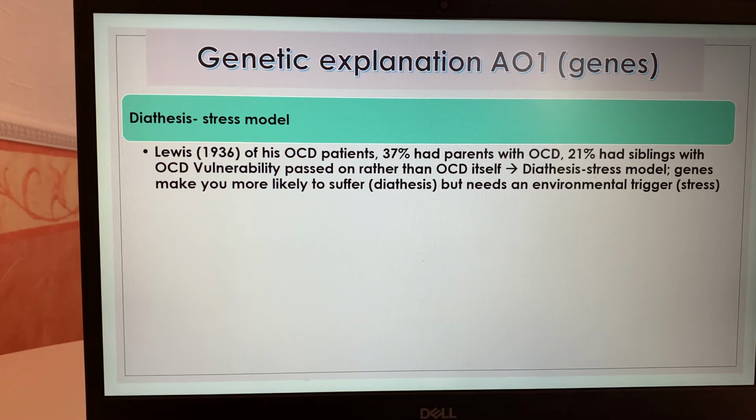So quite an old bit of research from 1936 from Lewis. 37% of OCD patients had parents with OCD, 21% had siblings with OCD vulnerability. So the genes make you more likely to suffer the diathesis, but it needs an environmental trigger. So the diathesis is the gene, and the stress is the environment. Okay, so if you're in a stressful environment, it's more likely to manifest.